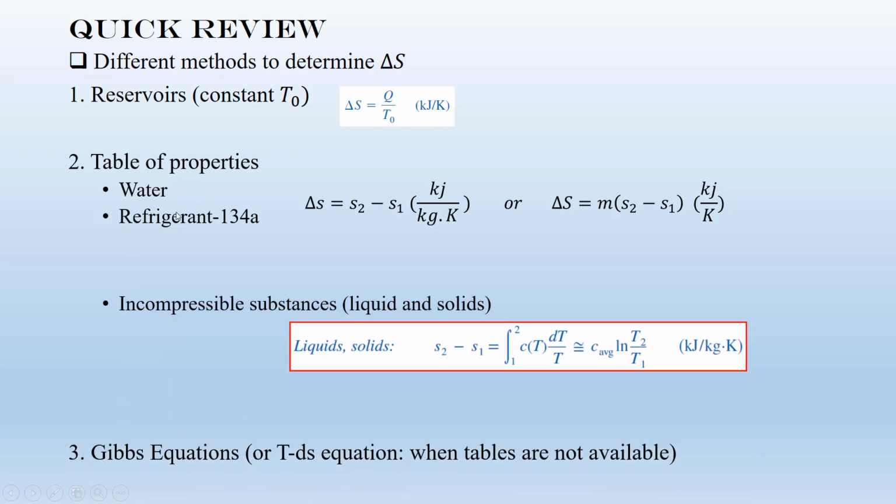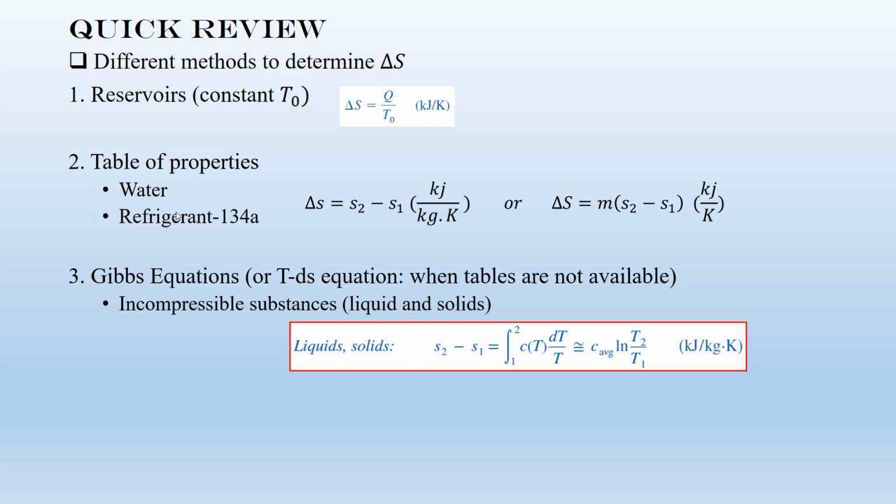The third method that you learned in the previous lecture, by using the Gibbs equation for incompressible substances, liquids and solids, you can write the delta S as C average, the average specific heat at average temperature, times ln T2 over T1. Keep in your mind that the temperature must be the absolute temperature.